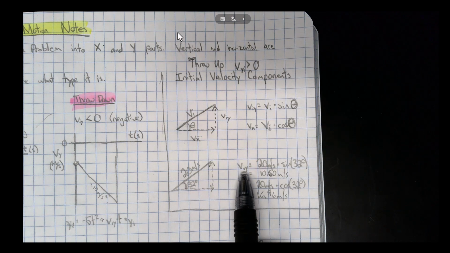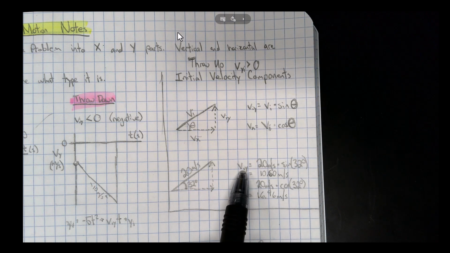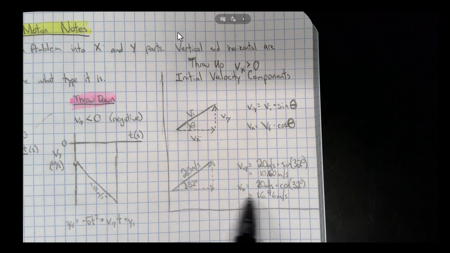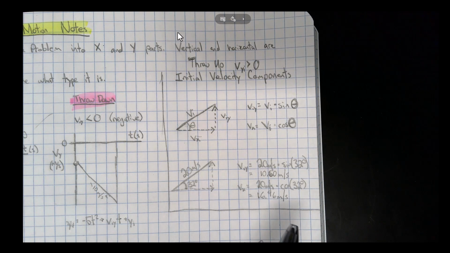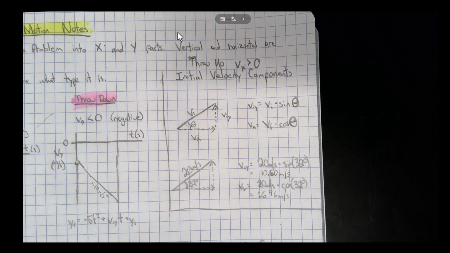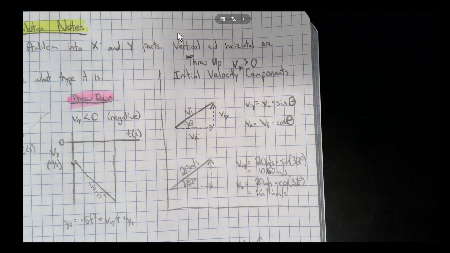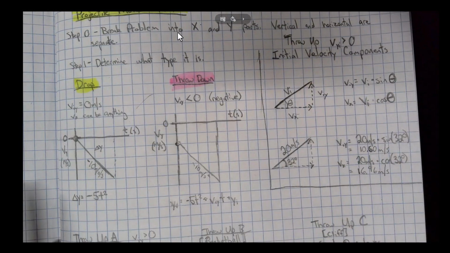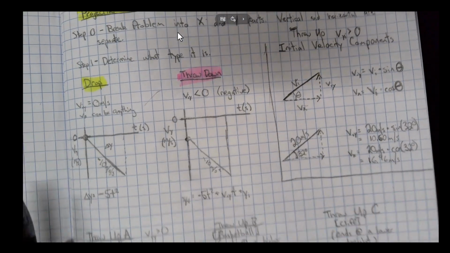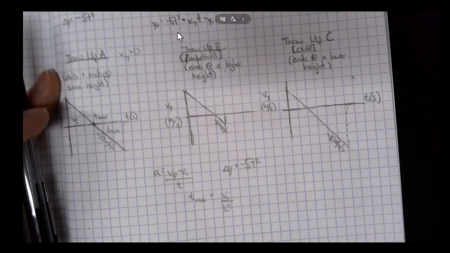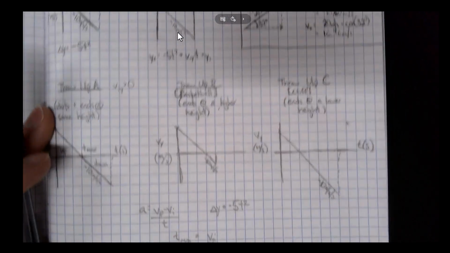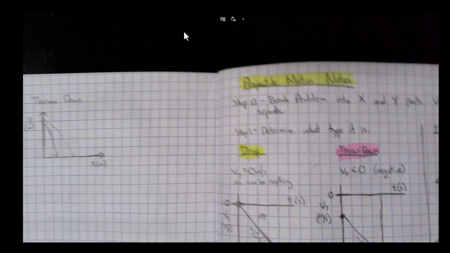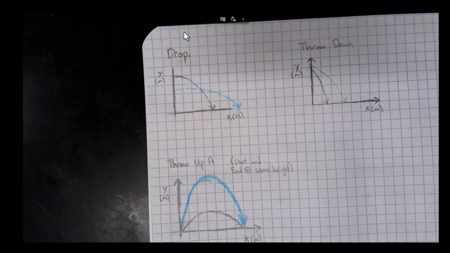Now the reason that the vertical velocity has an i in it is because that velocity is constantly changing. In the x direction, the velocity stays constant the entire time. So the vertical part deals with constant acceleration, the horizontal part deals with constant velocity. There are 3 other specific types of throw-up problems, throw-up A, B, and C. And let's look at the pictures of what those look like first. Well, look at all the pictures.